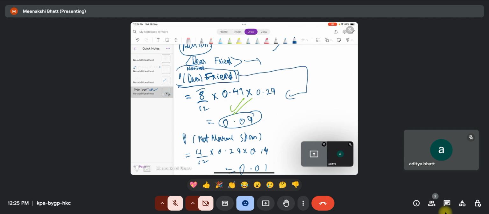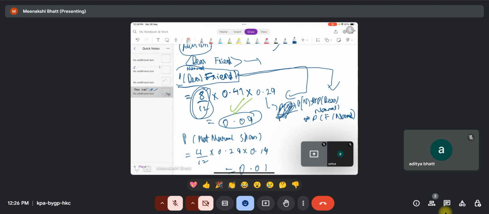First of all, from where this 8 by 12 will come, you need to apply the multiplicative rule, which is simple. See, this is very simple. How is this achieved? First, the probability of normal messages divided by total. Okay, not just that: probability of normal message times probability of dear given normal, times probability of friend given normal. So this is how this thing will get broken down.